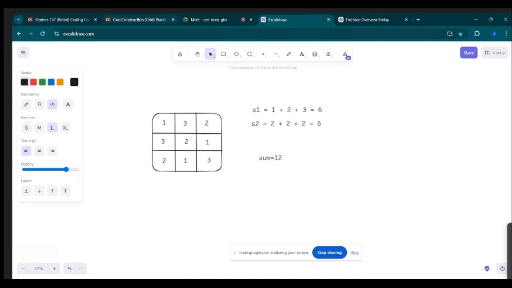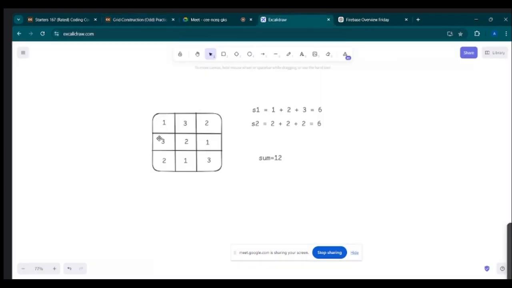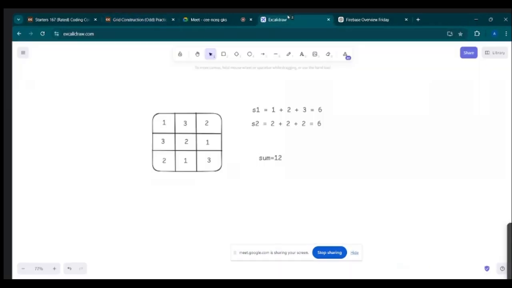So this matches all the conditions. The first two conditions are that every element should be from 1 to n, that is 1 to 3, and every element appears exactly n times in a, which is also satisfied here, and the third condition is also satisfied.